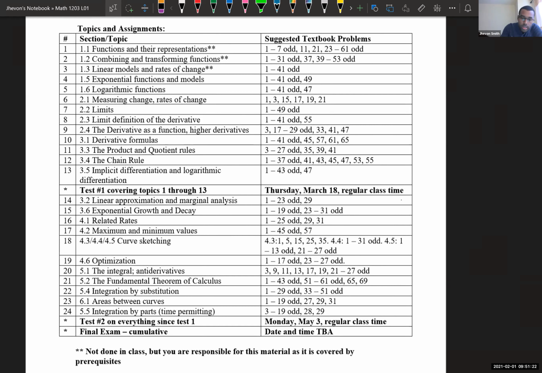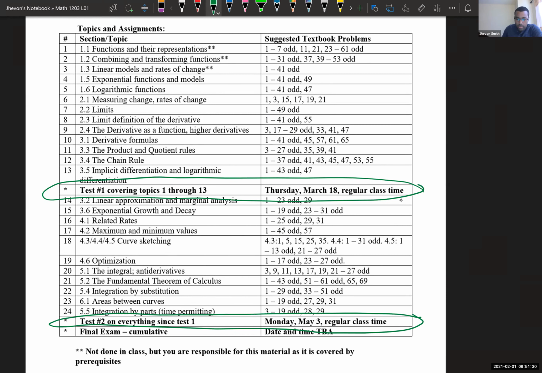As I mentioned, we're going to have 2 tests. You can see the locations of the tests right here. So test 1 is going to be on March 18th. Test 2 is going to be on May 3rd. So you know ahead of time when these tests are.